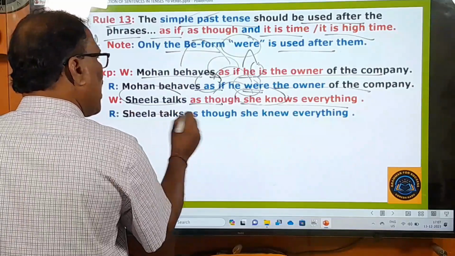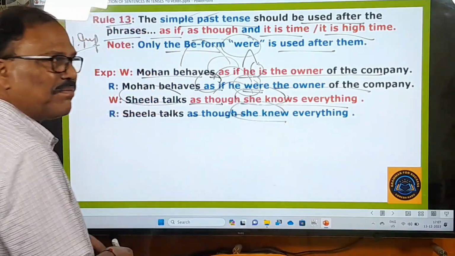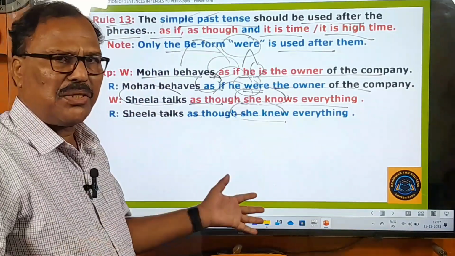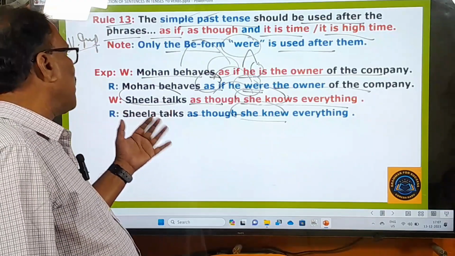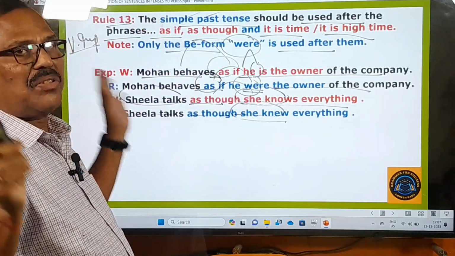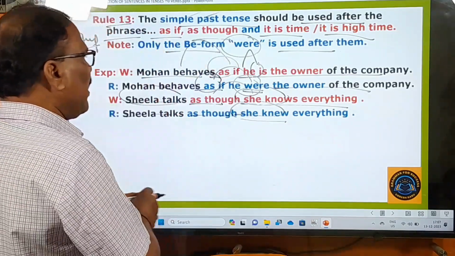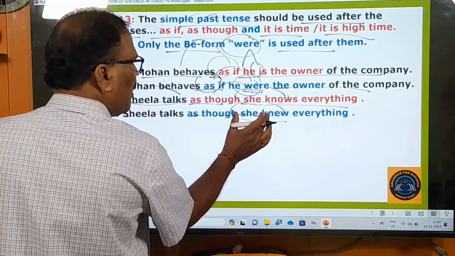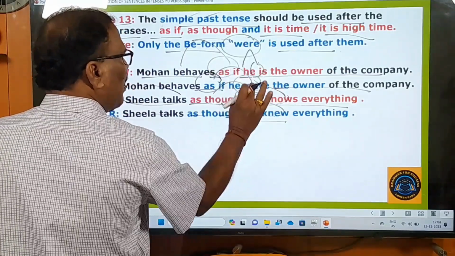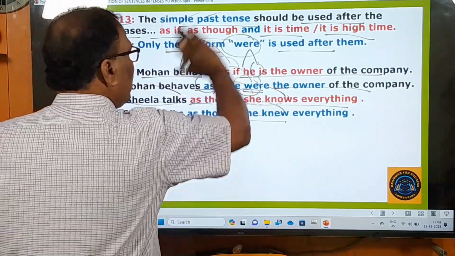So she talks as though she knew everything. She knew everything means actually she doesn't know everything, but she behaves, she talks like that. She talks just like that. As though she knew everything. So if it is a normal sentence, you use the simple past. If it is the be form, use only were with as if and as though. That's the case with as if and as though.